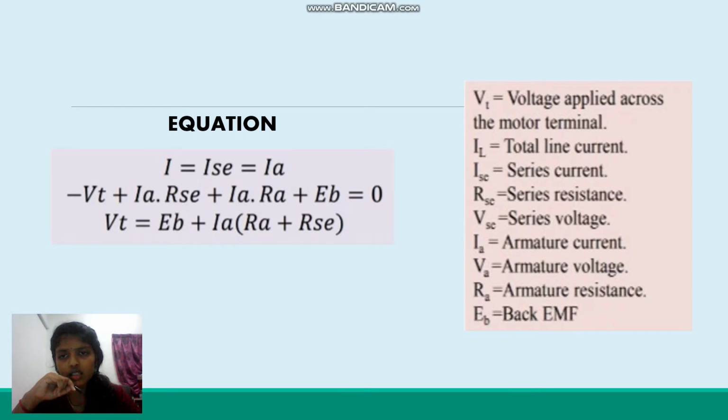VT is the voltage applied across the terminals, and IA means armature current, as we know. RSC means series resistance, and RA means armature resistance. EB means back EMF. So the third equation is VT equals EB plus IA times (RA plus RSC). So these are the equations of a series wound generator.